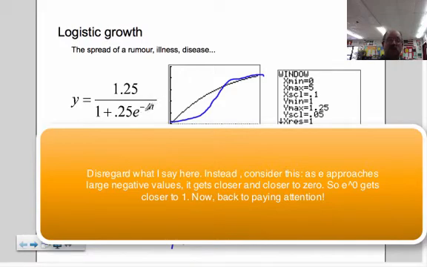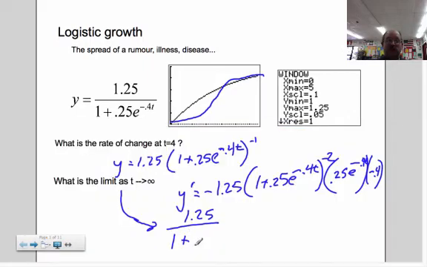e to the 0 is 1. 0.25 times 1 is 0.25. 1 plus 0.25 is 1.25, so it levels off at 1. Which would indicate that 100% of the people have the thing as time goes on. Okay, so there's that. Logistic growth, just an application.